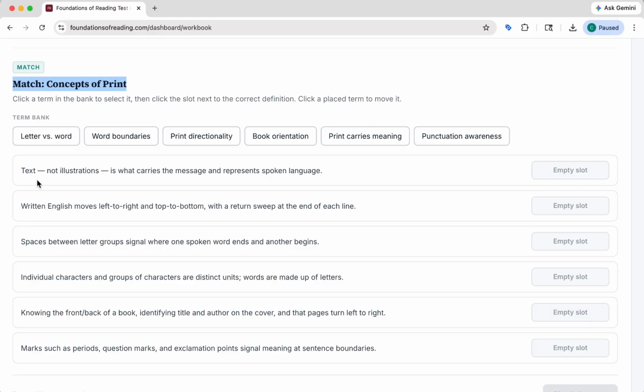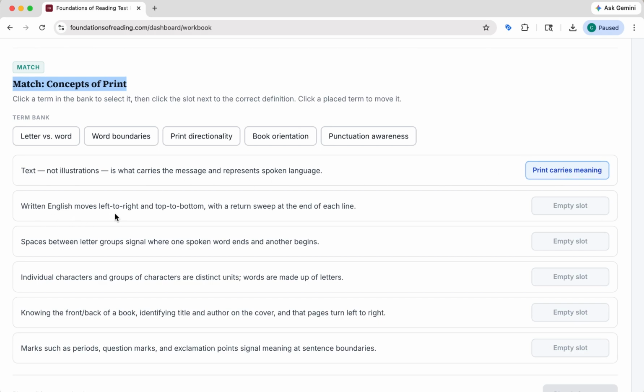And again, if you're watching this video, great. Every minute that you spend preparing helps you on the exam. So text, not illustrations. This is what carries the message and represents spoken language. That would be print carries meaning. I saw it earlier. Print carries meaning. So I'm going to touch it and place it down there.